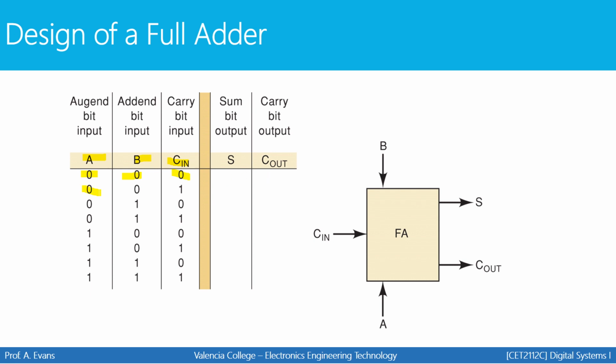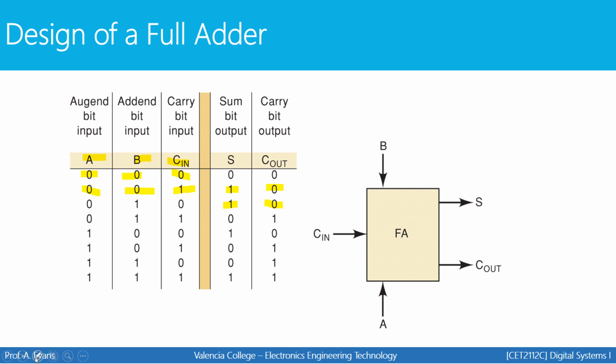Next, I'd be doing 0 plus 0 plus 1. That would give me a sum of 1 with no carry. And I would write that down. So as we fill in the truth table, that's literally what we're going to see. 0 plus 1 plus 0 is a sum of 1 with no carry. 0 plus 1 plus 1.